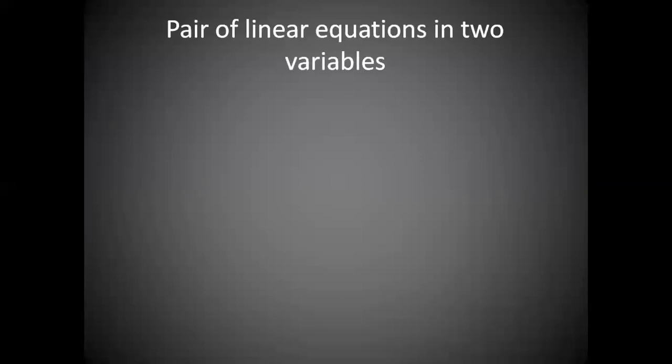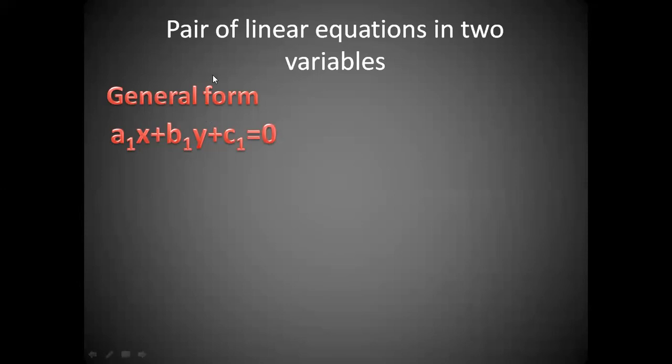So let us come to pair of linear equations in two variables. What do you mean by pair? Pair means two. There should be two equations. So let us see the general form. You know the general form of a linear equation in two variables, that is ax plus by plus c is equal to 0. So the general form of a pair of linear equations in two variables is a1x plus b1y plus c1 is equal to 0.